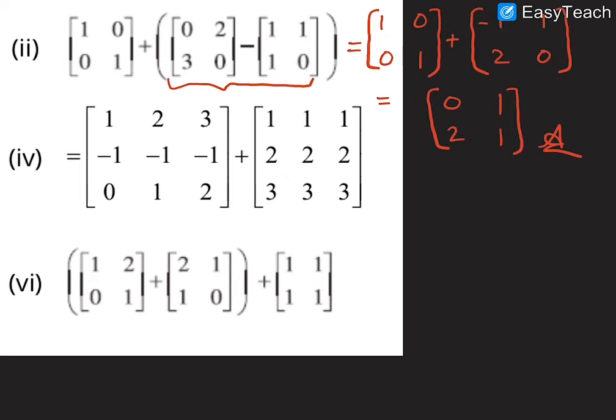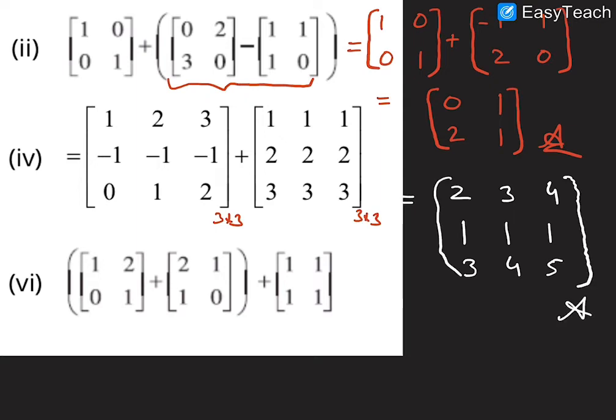Number 4. Order is 3 into 3. Addition is possible. So its answer will be 1 plus 1, 2, 2 plus 1, 3, 3 plus 1, 4, minus 1 plus 2 will be 1, minus 1 plus 2 will be 1, minus 1 plus 2 will be 1. 0 plus 3 is 3, 1 plus 3 is 4, 2 plus 3 is 5. So this is the answer for this.